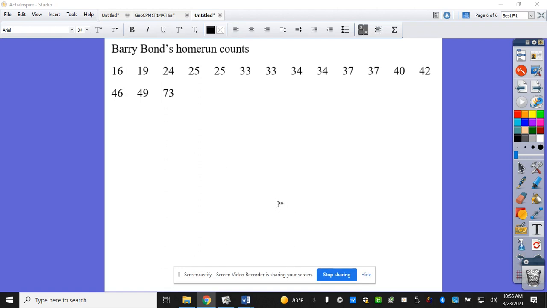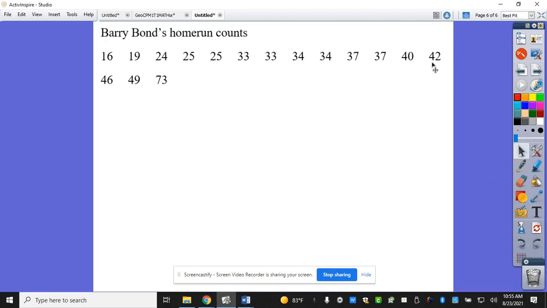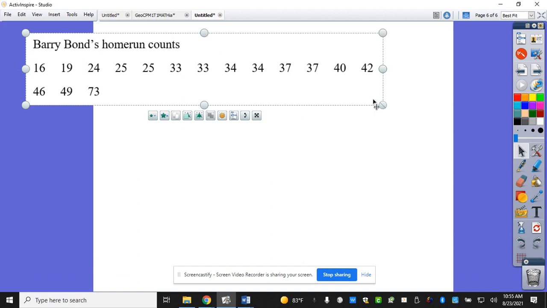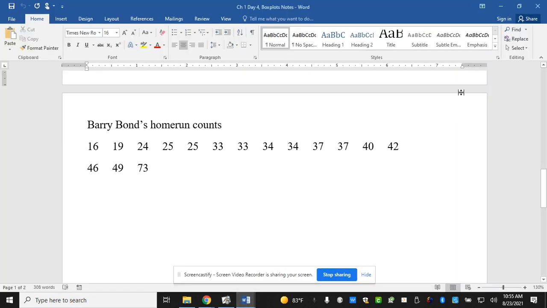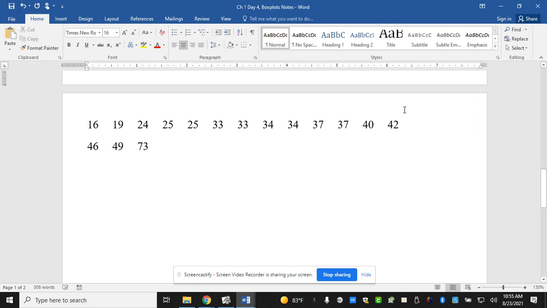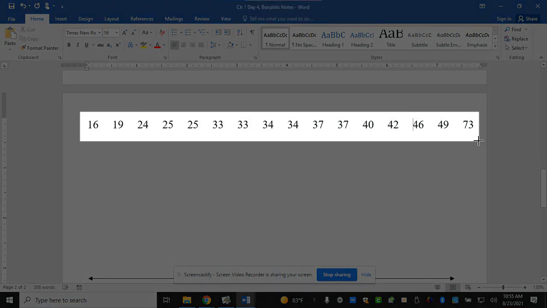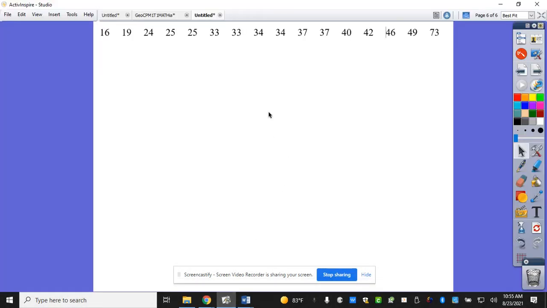What else do we need to know? How many of them are there? I don't like the way it's split. So 16, we know that this is the smallest one, this is the biggest one. Two numbers that should definitely stand out to you.